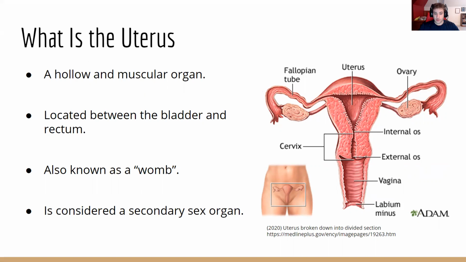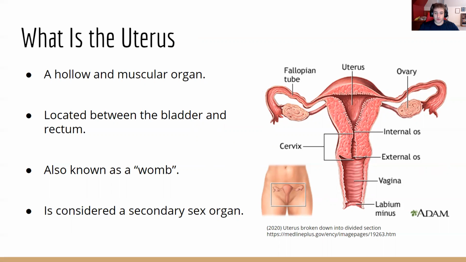While it exists in most mammals today, we will specifically be talking about human uteri. It is a hollow organ found below the pelvis and sits between the rectum and the bladder. In medicine, the uterus is referred to as the uterus, but in everyday talk, it is referred to as the womb. As stated earlier, the uterus is considered a secondary sex organ.